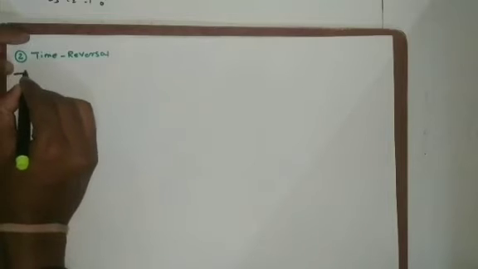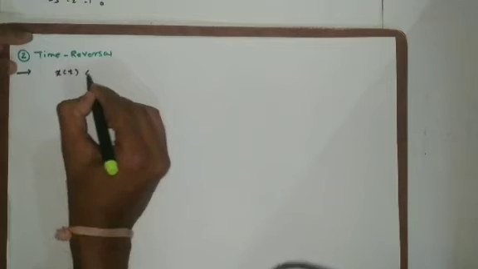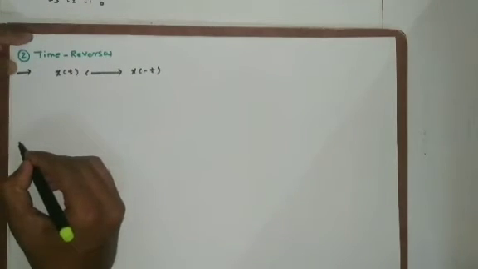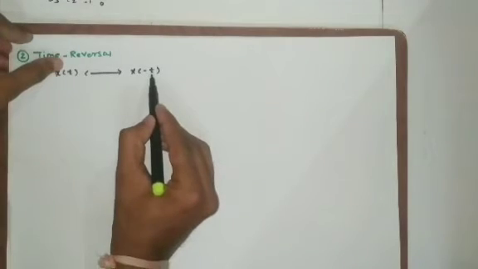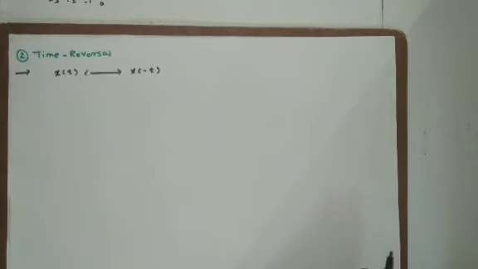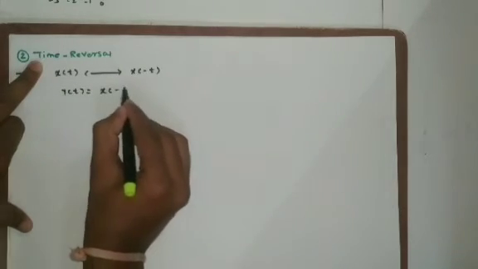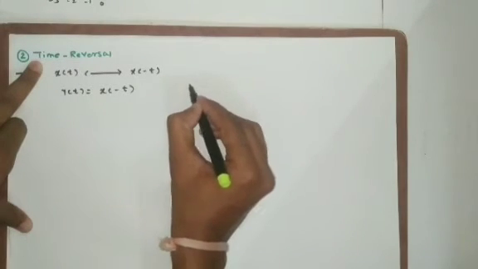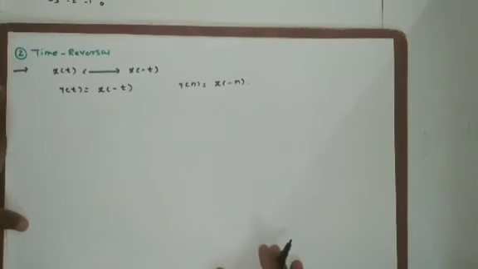That means if I am assuming that I have an input signal as x of t, its time reversed is definitely x of minus t. That means if I fold the input signal about t is equal to 0, we will get x of minus t. Or simply we can say that replacing t with minus t will give the time reversal operation. So I can write the output signal y of t is equal to x of minus t. Similarly, for a discrete time signal, I can write y of n is equal to x of minus n.